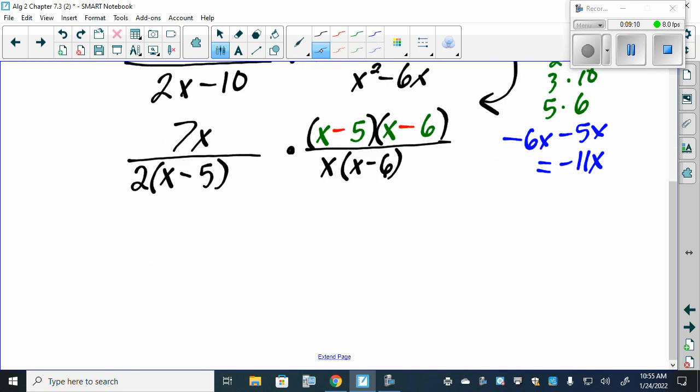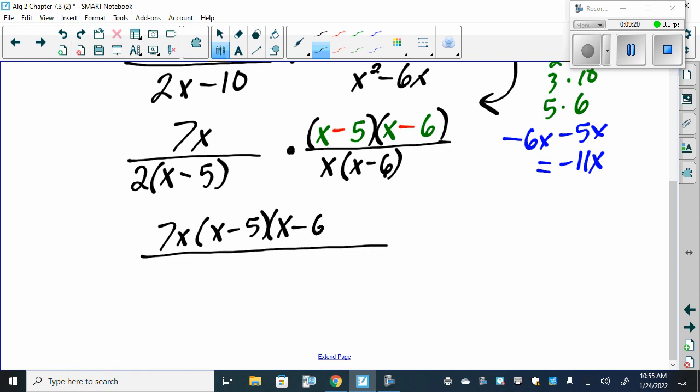Now what that leaves us with is multiplying these together. We would have 7x times x minus 5 times x minus 6 on top. On bottom, we'll move the x times 2 up front times x minus 5 times x minus 6. Any of the greatest common factors in any of these sets of parentheses, I always move them up front. Because the x is a greatest common factor, so we'd multiply with any others, so 2. So we get 2 times x on bottom.